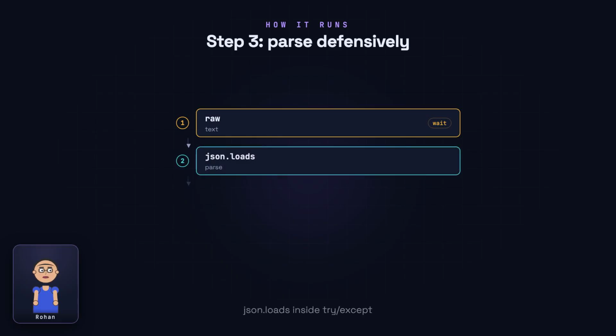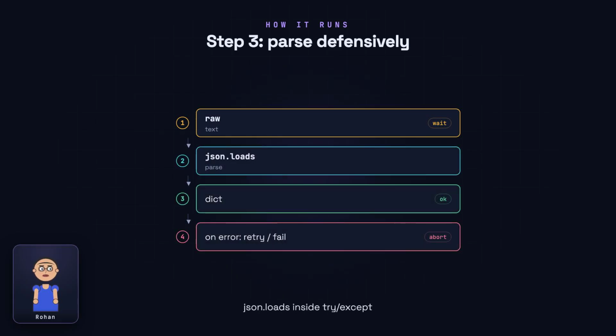So step 3 is to parse it defensively. Wrap json.loads in a try except. If the string isn't valid JSON, you catch the error and decide what to do: retry, repair, or fail loudly. Never assume the parse succeeds. Malformed output is a normal event, not a rare one.